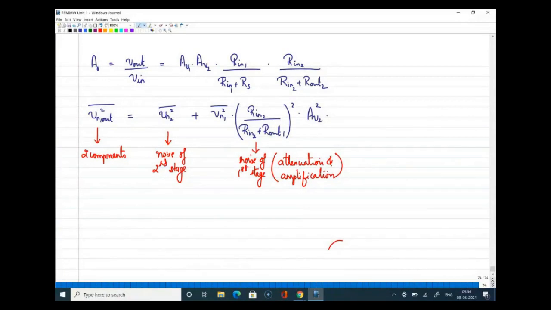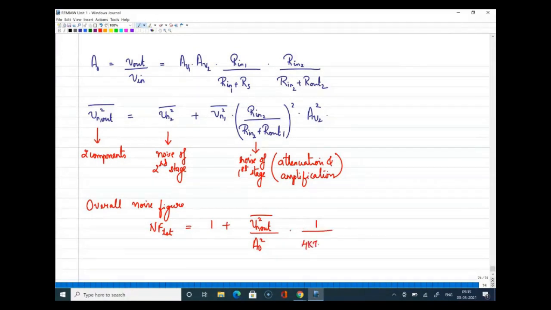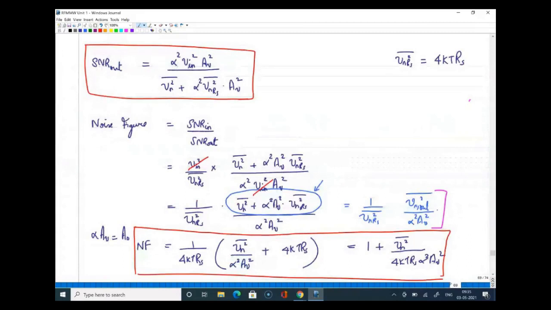All right. So if this is clear, I can write the overall noise figure. Overall noise figure can be written as NF total equal to 1 plus Vn out square divided by A naught square into 1 by 4kT RS. This is the same expression. I'm just referring back to the same expression, 1 plus Vn square divided by 4kT RS into A naught square, the same thing.